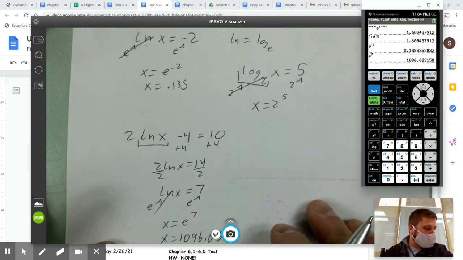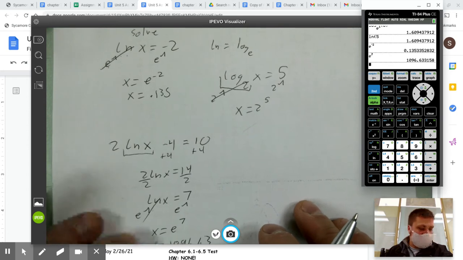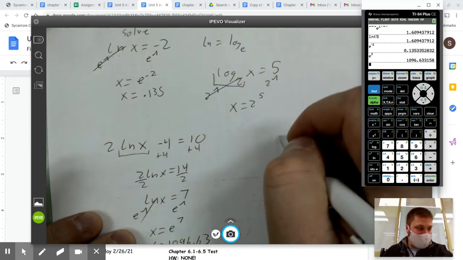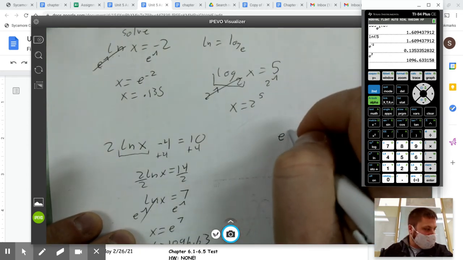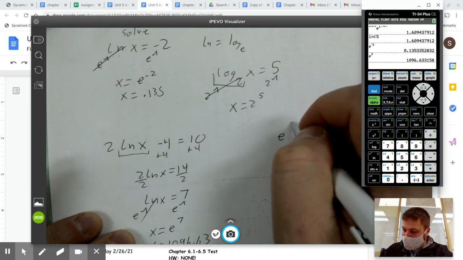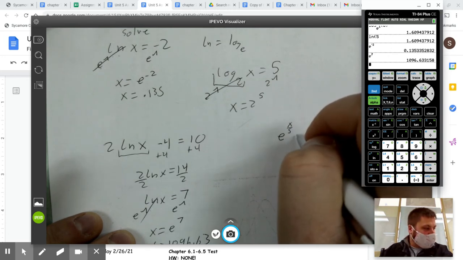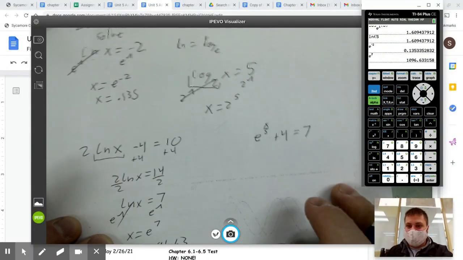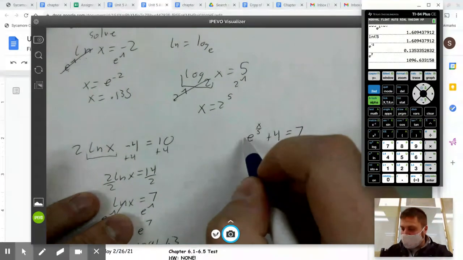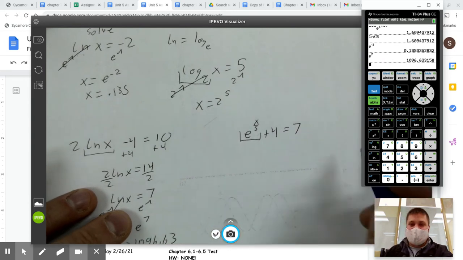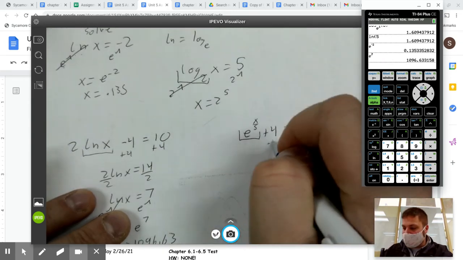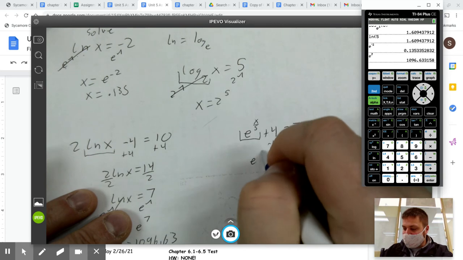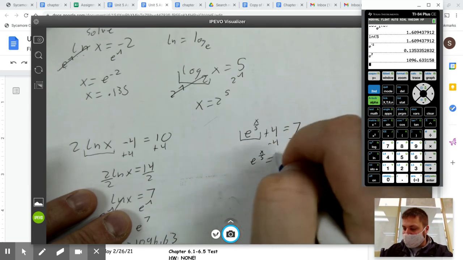Now, in the same fashion, let's try to solve an e problem. Let's say I had e to the x over 5 power plus 4 equals 7. Remember that e's and ln's are opposites of each other. So I want to get this e by itself. I want a minus 4. So I have e to the x over 5 power equals 3.